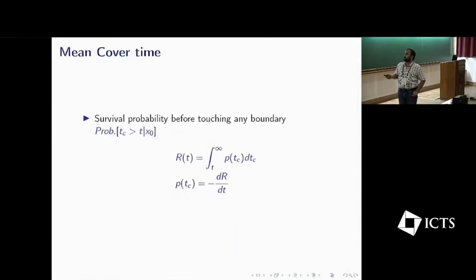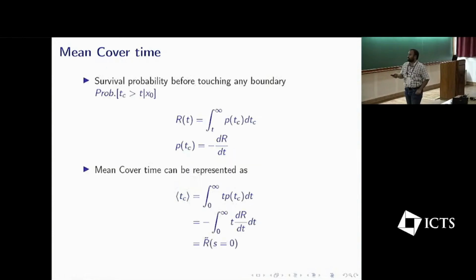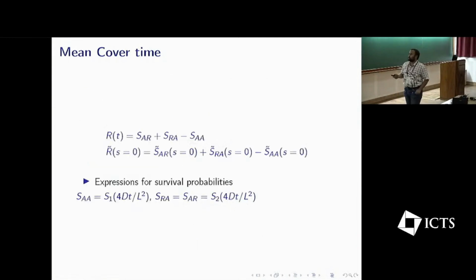So the mean cover time can be calculated from this survival probability, where this R is the limit as T tends to infinity, and this is the probability distribution of Tc, where Tc is the cover time. It gives the mean cover time as the Laplace transformation of R at s equal to 0. So basically, we want to calculate this R at s equal to 0.